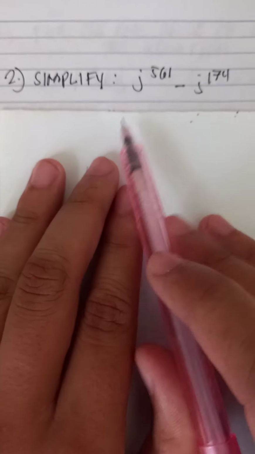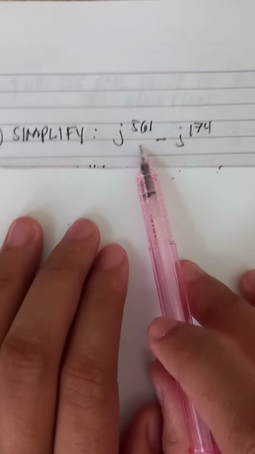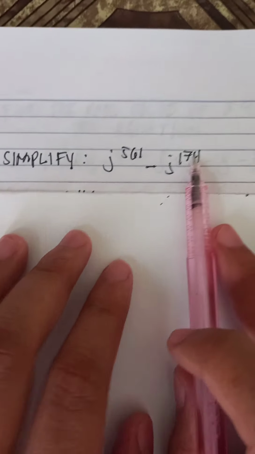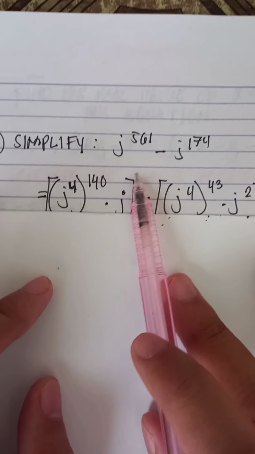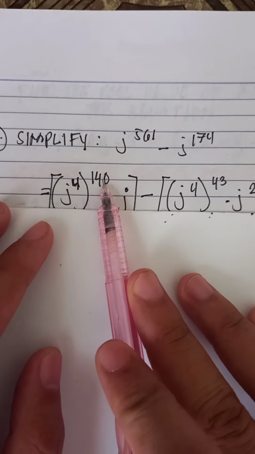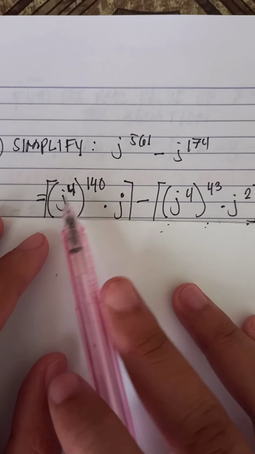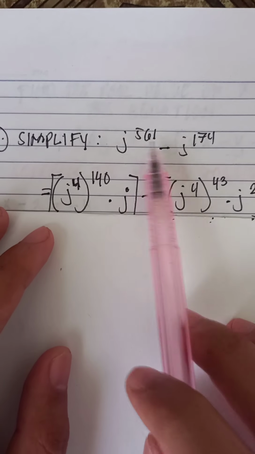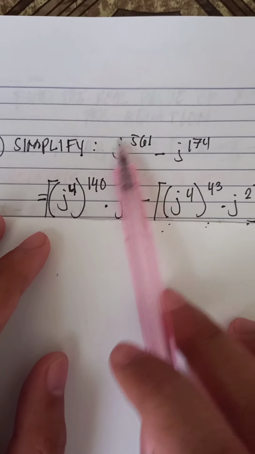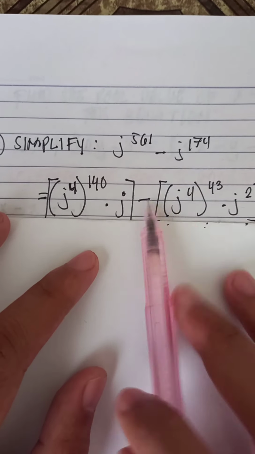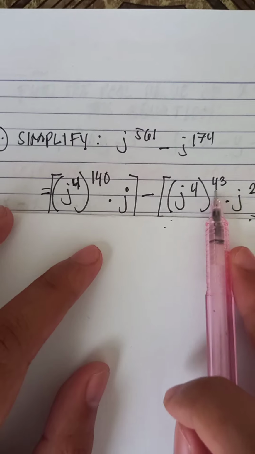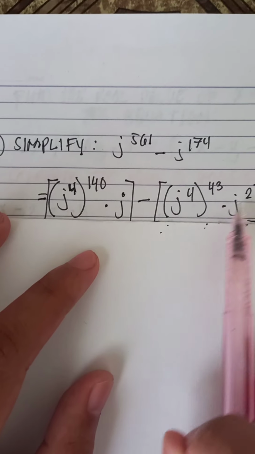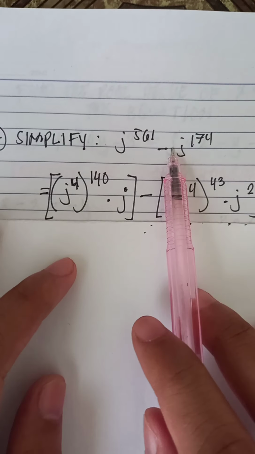Number 2: we have to simplify j raised to 561 minus j raised to 174. In simplification of this, we have j raised to 4 times 140. 4 times 140 is equal to 560, plus 1 is equal to 561. So this is equal to this expression. Minus j raised to 4 times 43. 4 times 43 is 172, plus 2 is equal to 174.